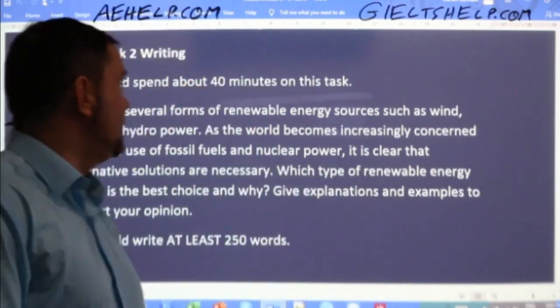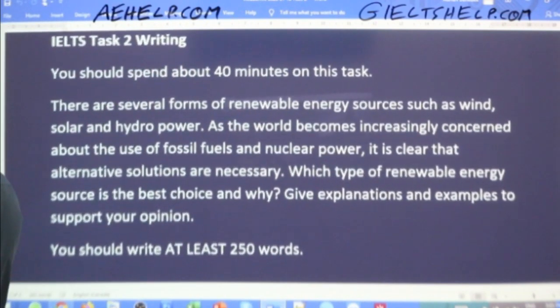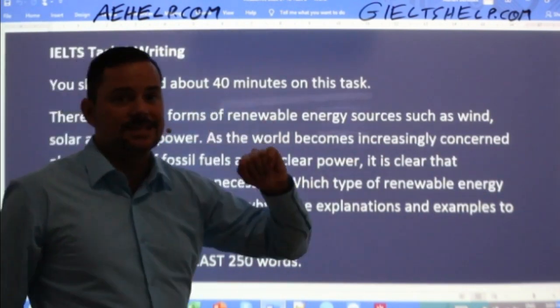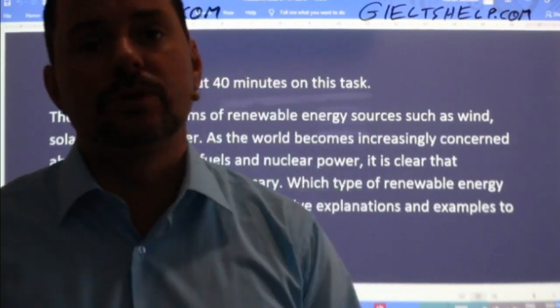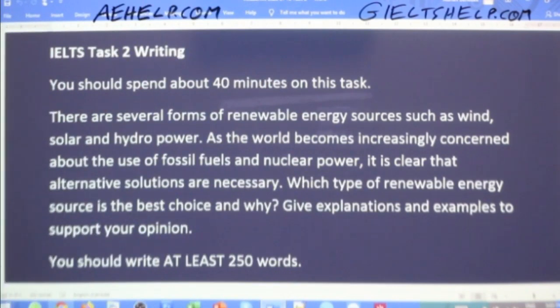Here we go. IELTS writing task two. You should spend about 40 minutes on this task. Definitely spend 40 minutes on this task. It's worth two thirds of your total writing score.